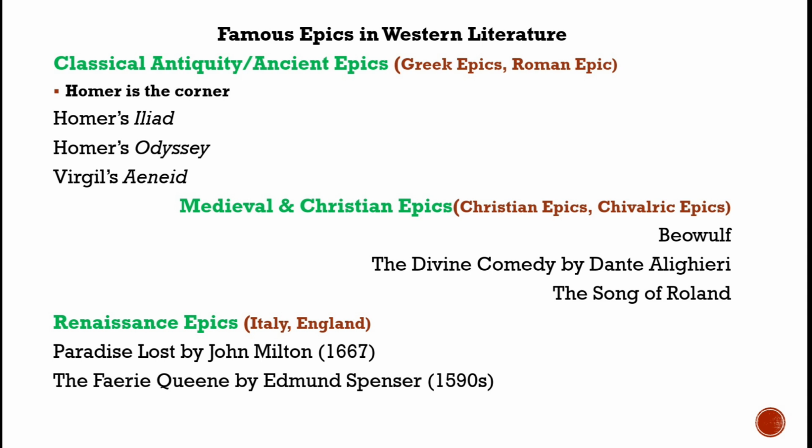Second, we have medieval and Christian epics that focus on Christian epics and chivalric epics. Beowulf is an Old English epic poem from the Anglo-Saxon period. Beowulf fights a monster and a dragon. It has a mixture of pagan and Christian elements. Then we have the Divine Comedy by Dante Alighieri from the 14th century. It's an Italian Christian epic in three parts: Inferno, Purgatorio, and Paradiso. It's Dante's journey through the afterlife.